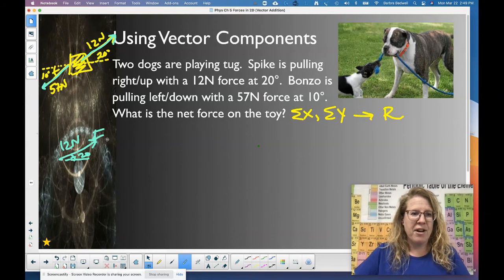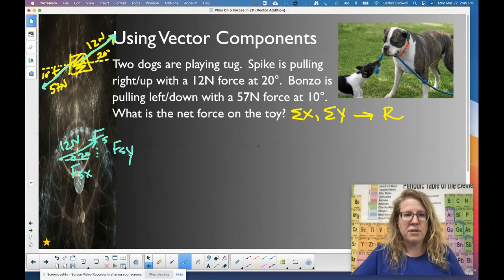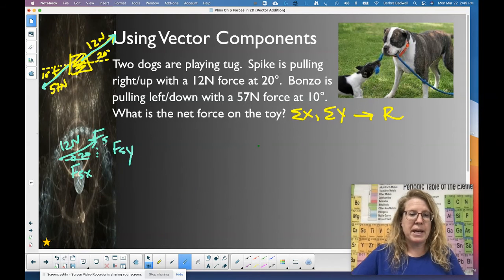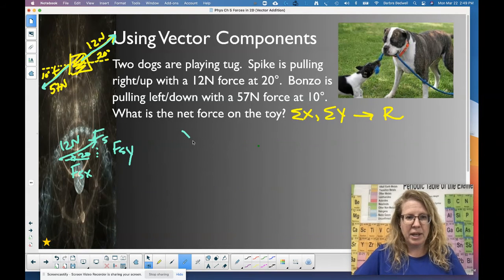So this is F_s for Spike. We know that we have F_sx and F_sy. Use our vector components to figure out what these are. So here are Spike's different pieces. In terms of this, the opposite side is going to be the y component, and the adjacent side is the x component. I'm going to do my x component here, and I'll do my y component over here.